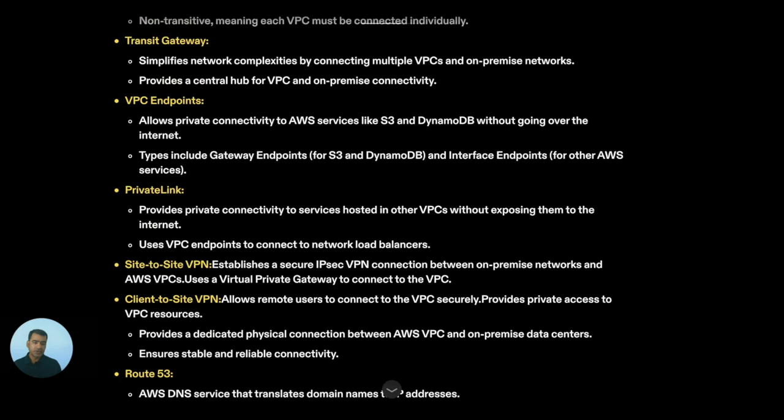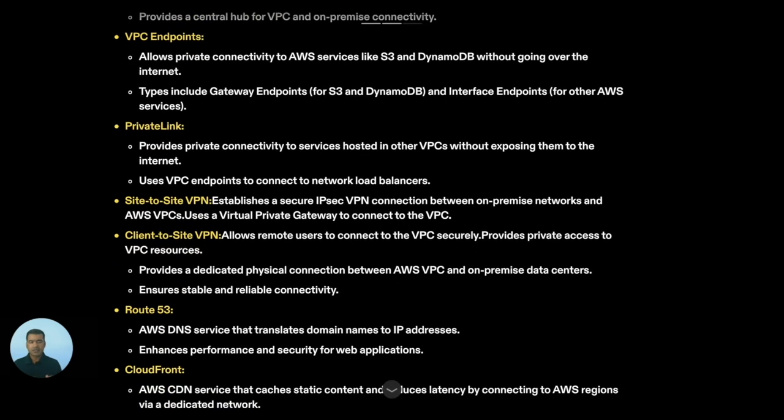VPC endpoint. This allows private connectivity, like if you have S3 or RDS, DynamoDB instances, AWS resources basically, and you want to connect to them and you don't want to go over the internet, you can use something called VPC endpoint. PrivateLink. PrivateLink is very interesting. It allows you to talk to another VPC or another organization privately, without exposing them to the internet. So you get private connectivity to another VPC. It mostly comes into a situation where you have a partner or vendor and they want to consume some services from your VPC, but you don't want to expose the entire VPC. Then PrivateLink is one option.